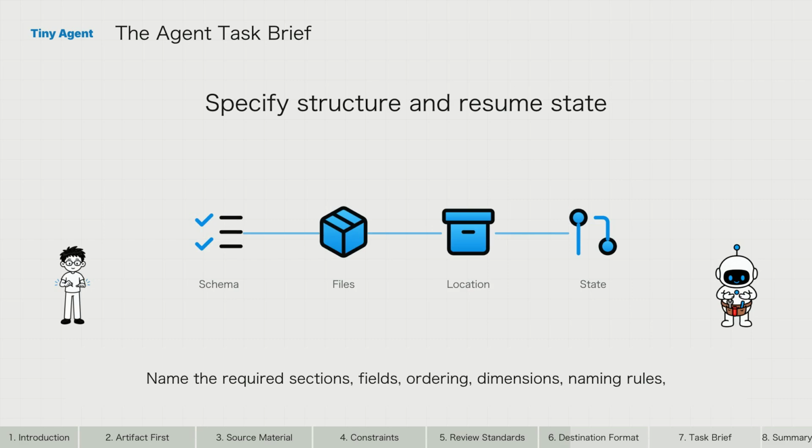Name the required sections, fields, ordering, dimensions, naming rules, and file location. If a downstream system will parse the result, provide the schema or an example. If a human will review it, optimize for scanning and decision speed. Ask for both the artifact and the handoff state. The handoff should say what changed, which evidence was checked, what remains unresolved, and what action is allowed next. This is especially important when a task may resume in another session.